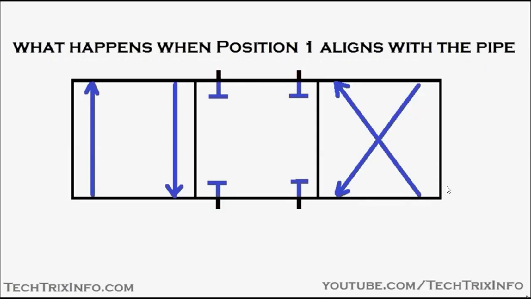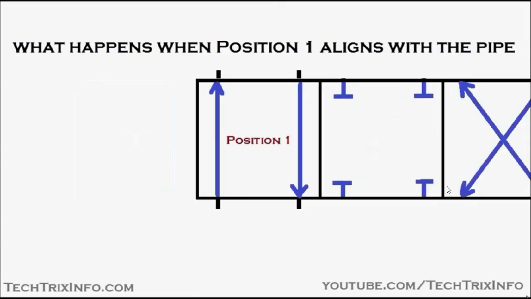Then what happens when position 1 aligns with the pipe? So let's move. That's position 1. When it aligns, you can see there is a chance of flow because the pipe is connected. There's a flow happening in both directions, and that's how position 1 of the control valve gets aligned and the flow is happening.